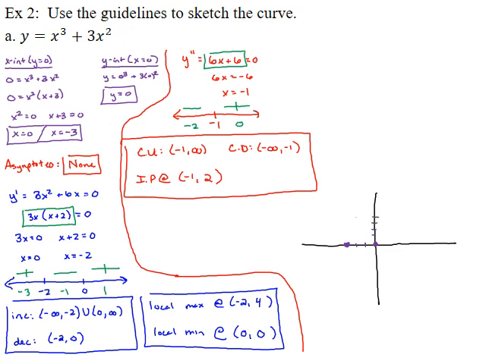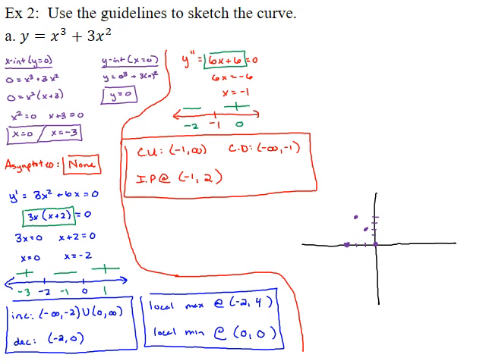So I'm going to go left 2 and up 4 to get my local max. And the local min, we've actually already plotted as well because it's right there at the origin. You have the inflection point, which is -1, 2. So left 1, up 2. So we have our inflection point. And then I usually just use the intervals of increasing and decreasing to draw the rest of this.